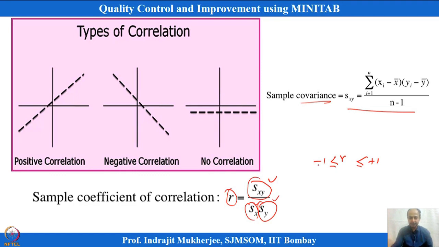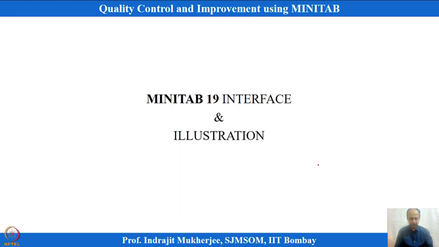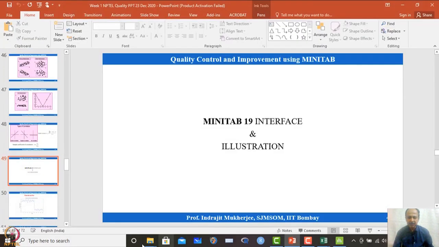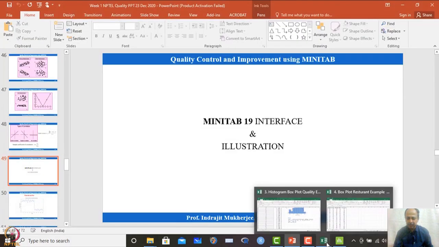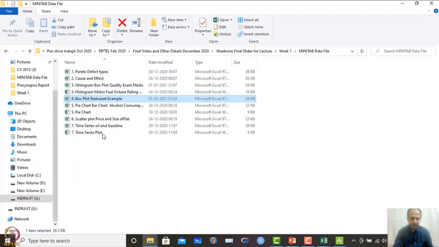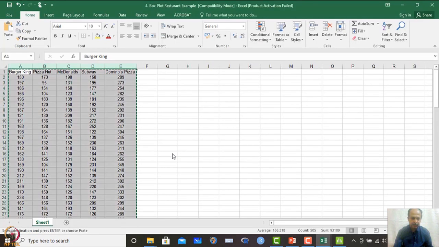Okay. So, this will be the minus 1 plus 1 relationship that you will see like that. We will take an example to illustrate that one. So, let us take one example to illustrate the relationship between both variables, how it can be done in Minitab. I will take a simple example, a scatter plot example like that.